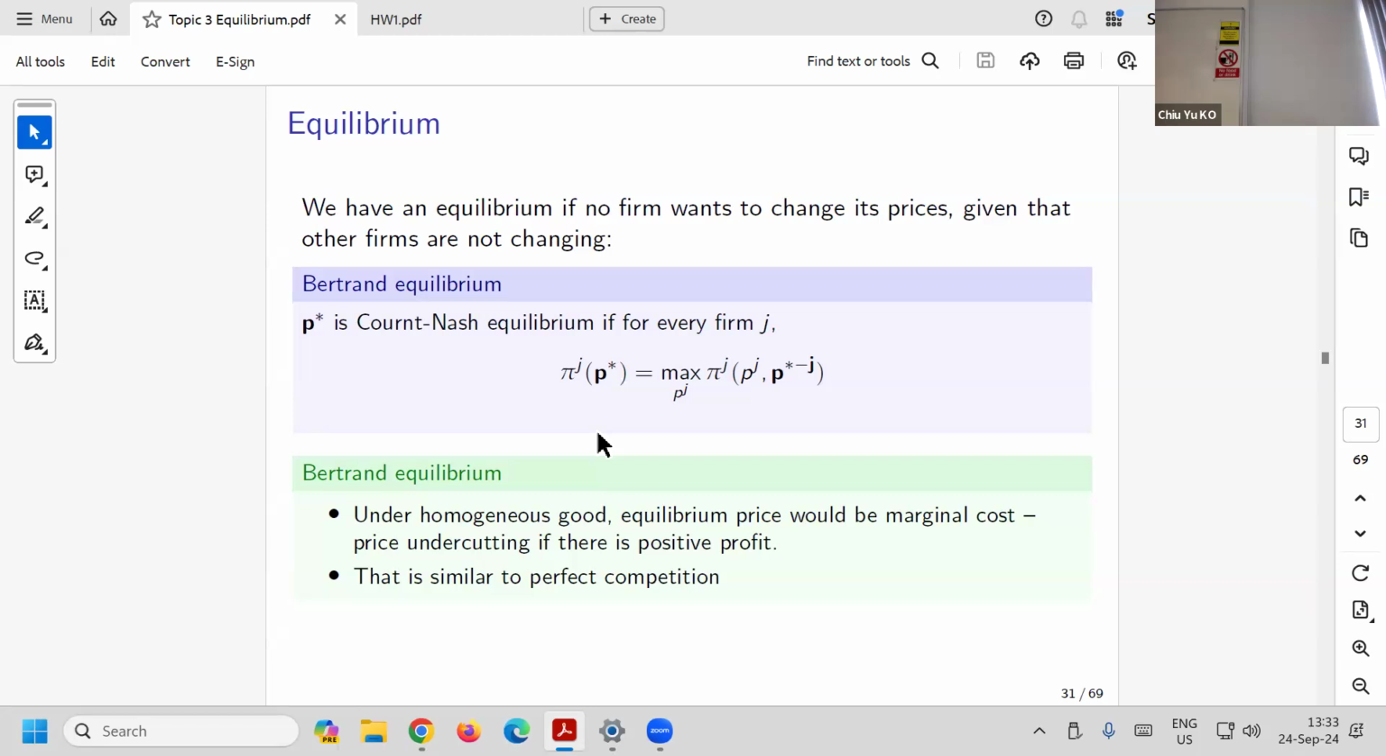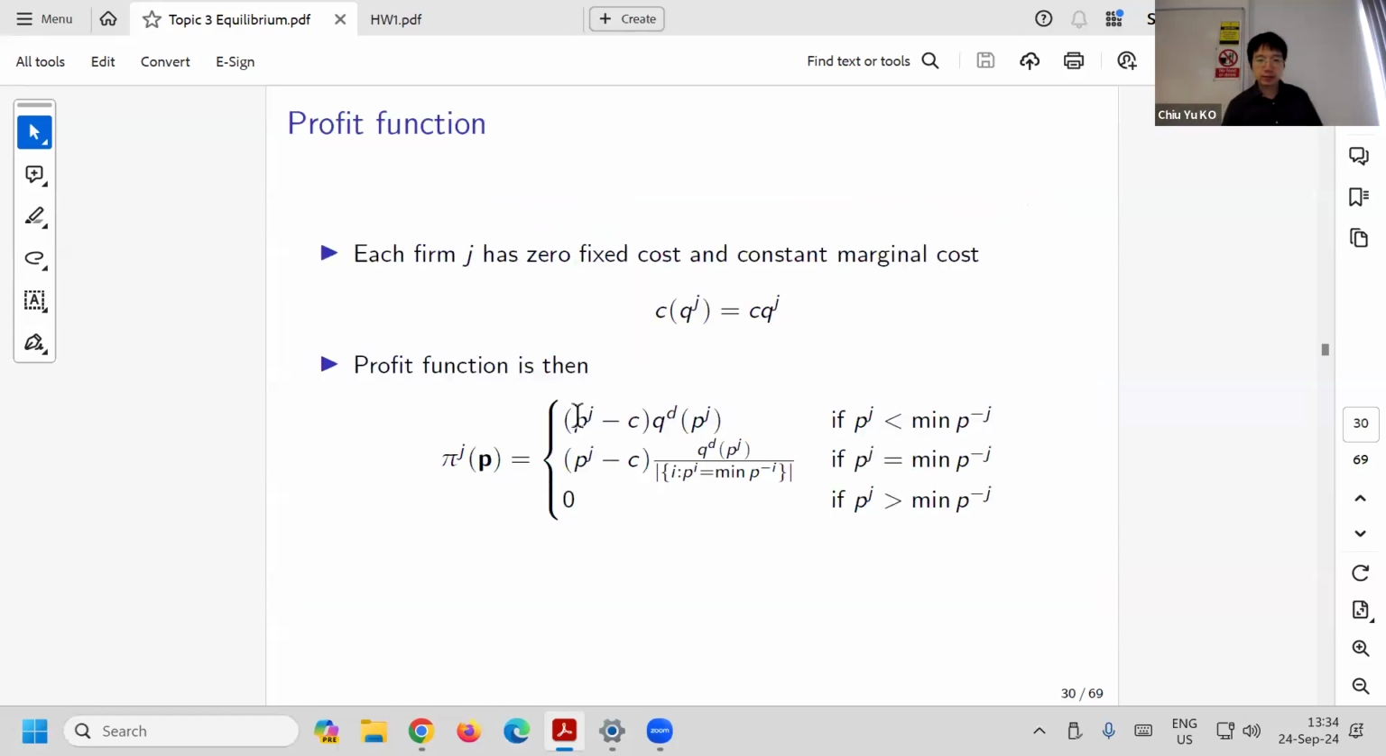So there are many explanations of what is missing in the model. One thing that I think is the most practical is this assumption in the demand function, that when the price is less than this, you can supply the whole market.